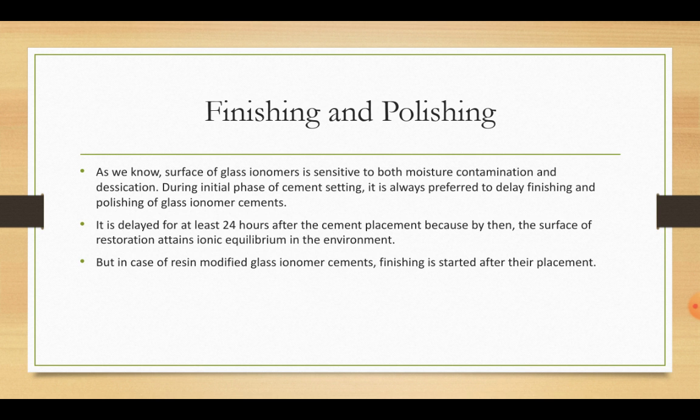Now coming to the finishing and polishing. As we know, the surface of the glass ionomer is sensitive to both moisture contamination and desiccation. Therefore, during the initial phase of the setting, it is always preferred to delay finishing and polishing of the glass ionomer cement. That means the final contouring, finishing and polishing of the glass ionomer cement should be delayed for at least 24 hours after the cement placement, because by then the surface of the restoration attains ionic equilibrium in the environment.